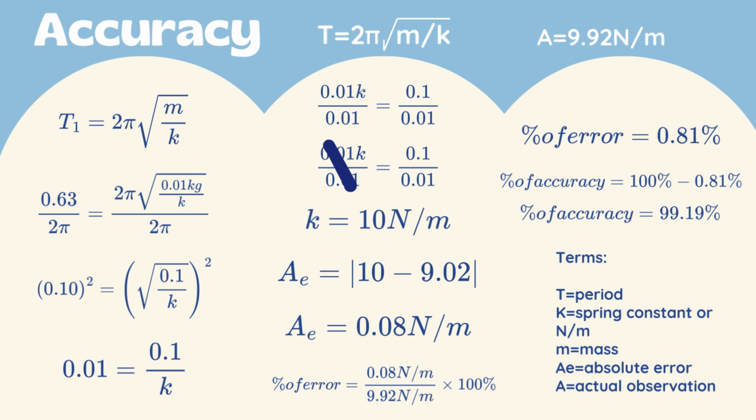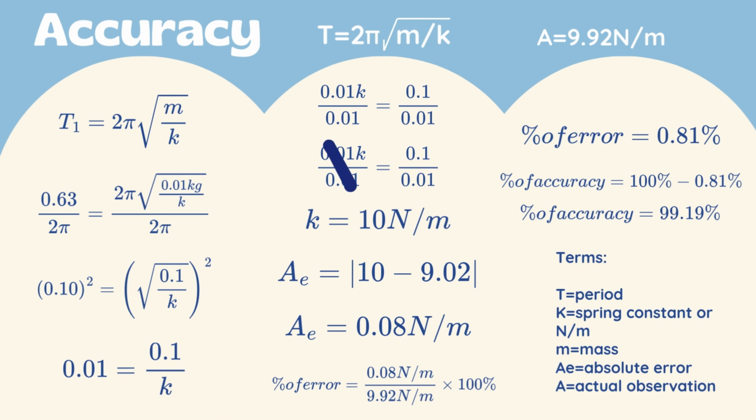And then we need to find the percent of error. The formula for it is the absolute error divided by the actual observation multiplied by 100%, which gives us 0.81%. And our percent of accuracy is 100% subtracted by our percent of error earlier, which is 99.19%.